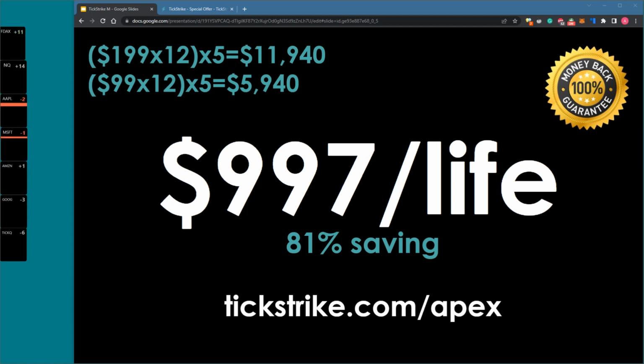Caleb's asking, can I use it with Mac? Yes, with a Windows emulator, you should be fine, like Parallels or CrossOver. Raul's asking, do you have any video tutorials? Yep, tickstrike.com/setup. It shows you how to set up the software.